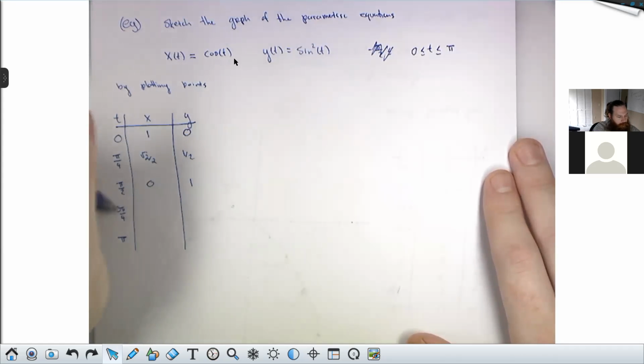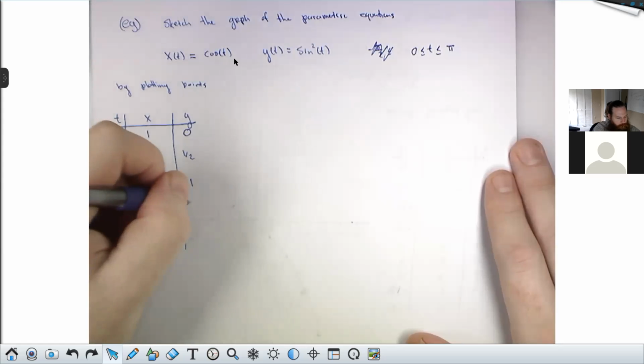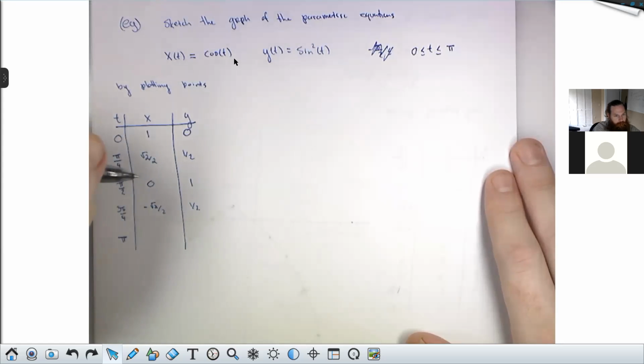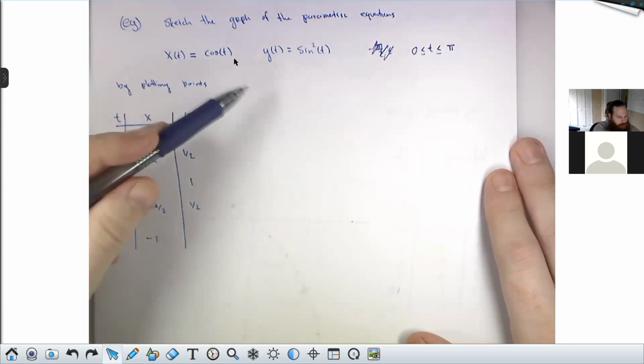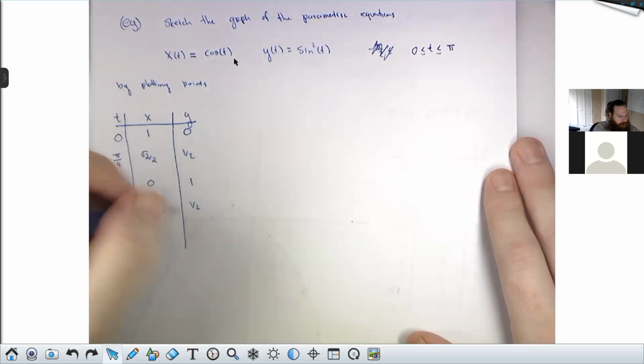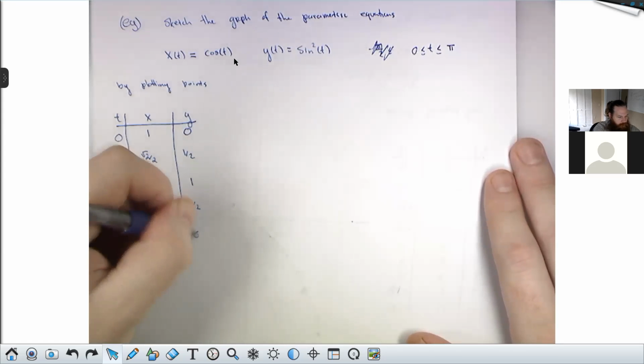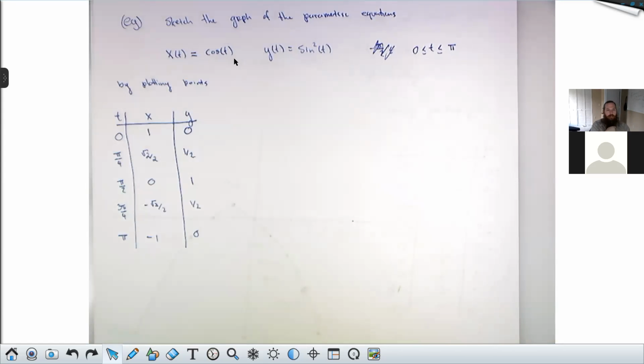When t is equal to 3 pi over 4, the cosine of 3 pi over 4 is negative root 2 over 2. And sine squared of 3 pi over 4 is still 1/2. And when t is equal to pi, the cosine of pi is negative 1. And the sine of pi is 0, so sine squared of pi is 0 squared, which is still 0. So here my x's are going from 1 to negative 1, and my y's go from 0 up to 1, then back to 0.